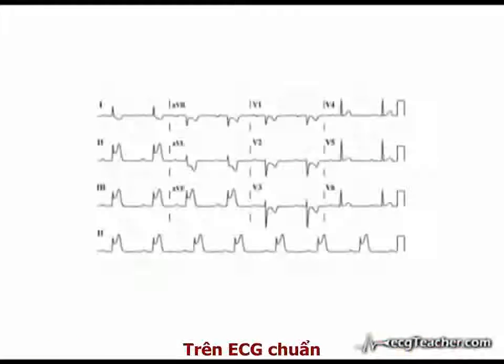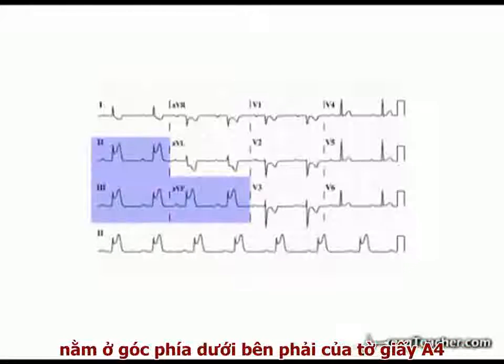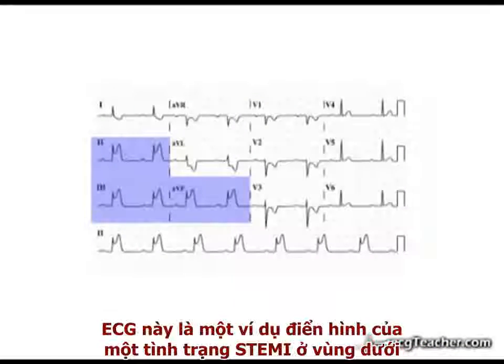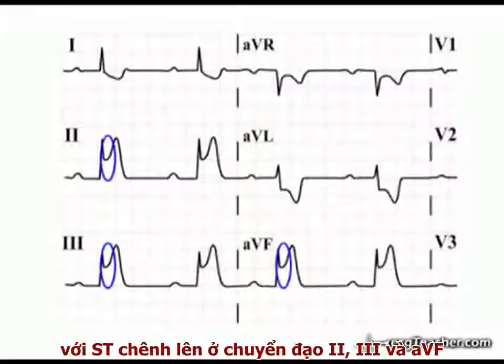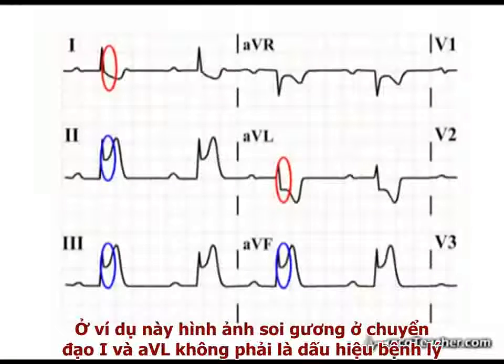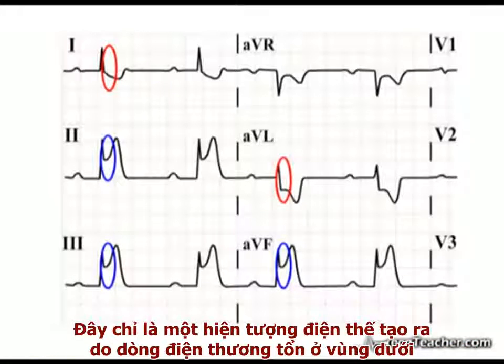On a standard ECG, the recordings from leads 2, 3 and AVF are grouped together in the bottom right-hand corner of the A4 readout. This ECG demonstrates the classical pattern of inferior ST elevation MI, with ST elevation in leads 2, 3 and AVF, and reciprocal ST depression in leads 1 and AVL. In this example, reciprocal change in leads 1 and AVL does not indicate disease in the region under these leads. It is purely an electrical phenomenon produced by injury current in the inferior region.